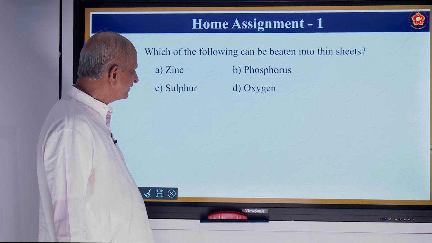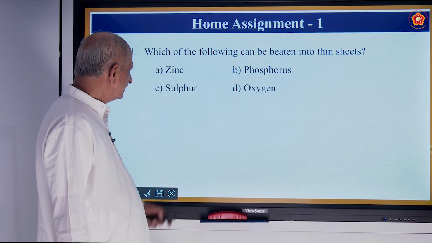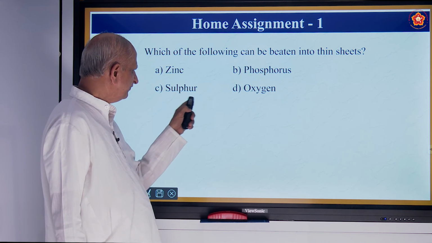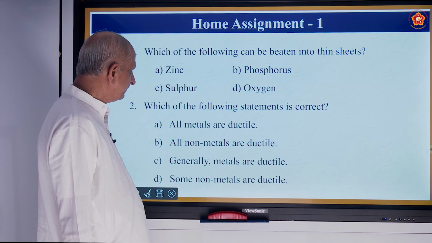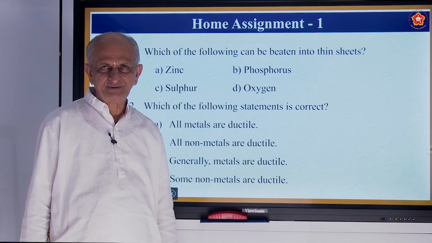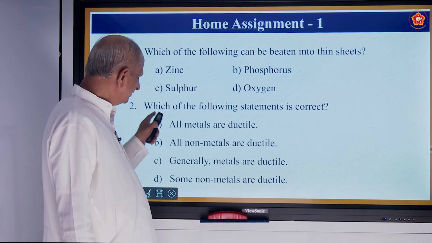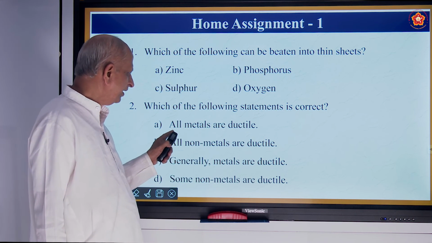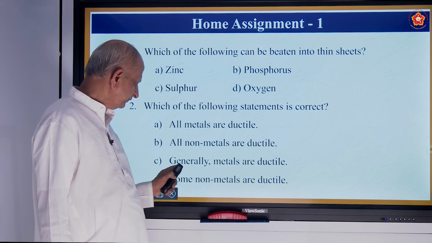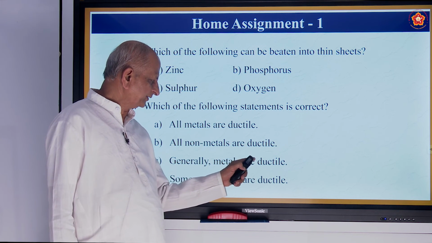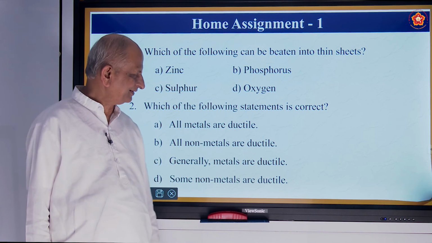Now let us see some home assignments. Which of the following can be beaten into thin sheets? A. Zinc, B. Phosphorus, C. Sulfur, D. Oxygen. You must tell which can be beaten into sheets. What do you call it? Beaten into sheets? Malleability. You are correct. Malleability. Which of the following statements is correct? All metals are ductile. All non-metals are ductile. Generally, metals are ductile. Some non-metals are ductile. Which is correct? You must tell.